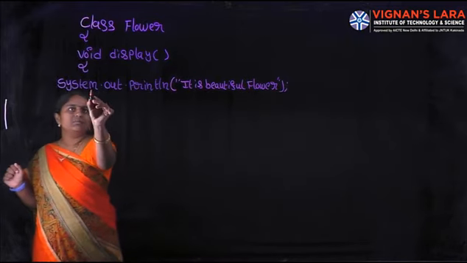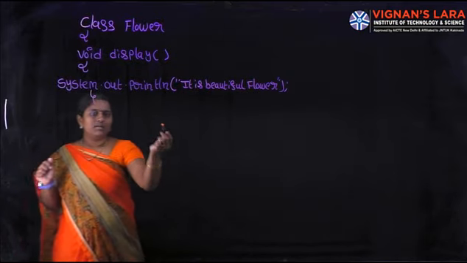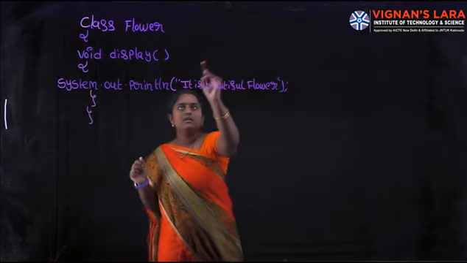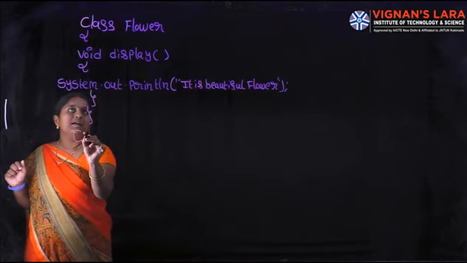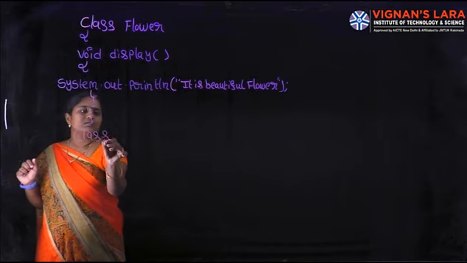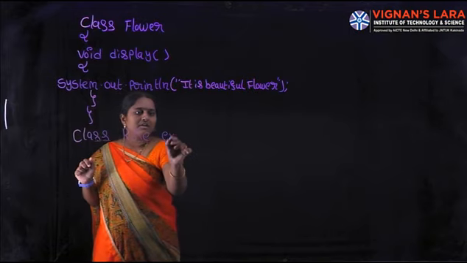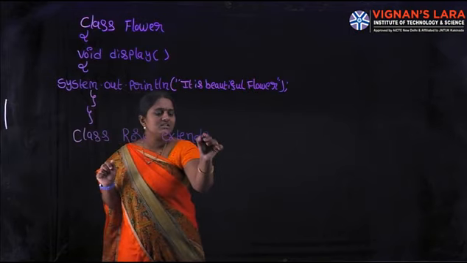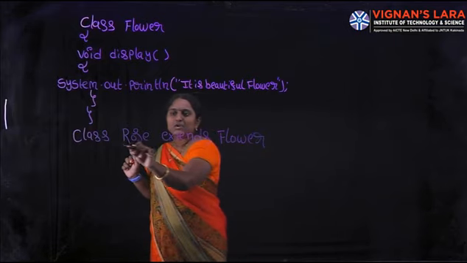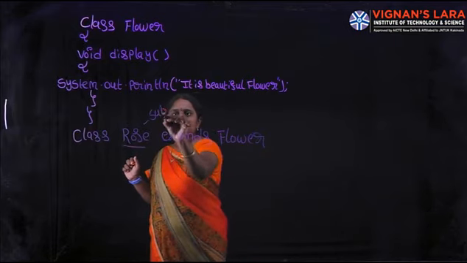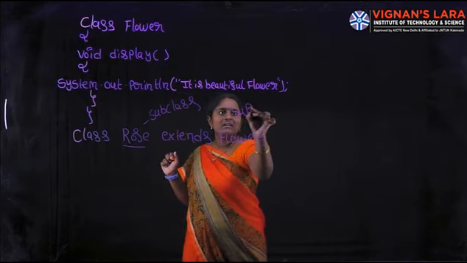Next, here I am closing the method body and class body. Next, I am defining one more class: class Rose extends Flower. Here Flower is the superclass, Rose is the subclass.